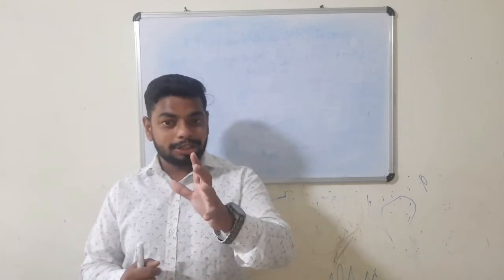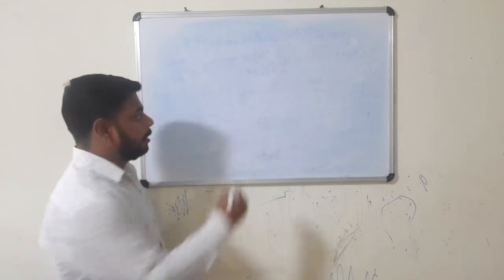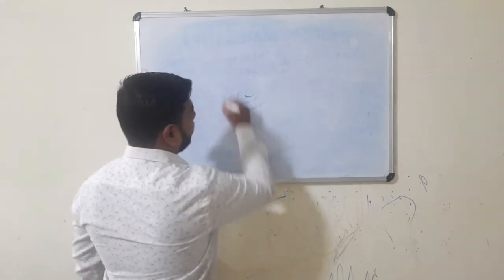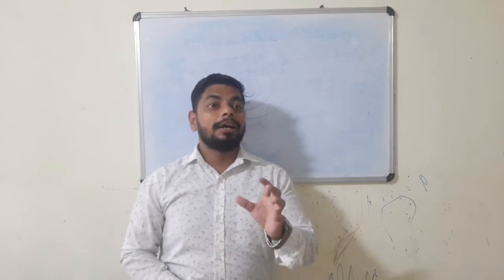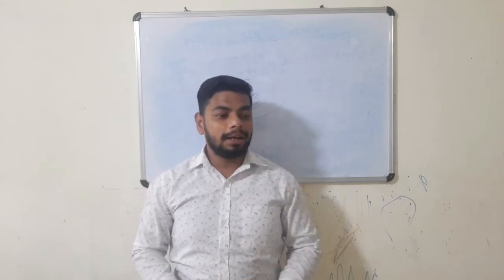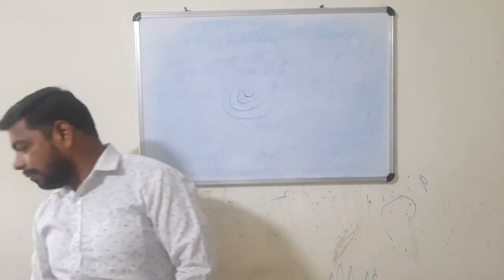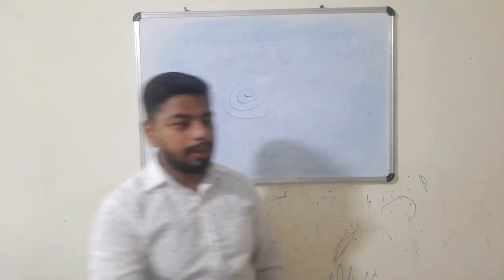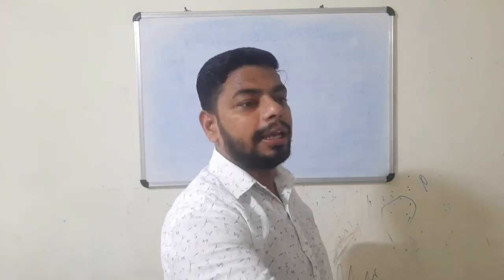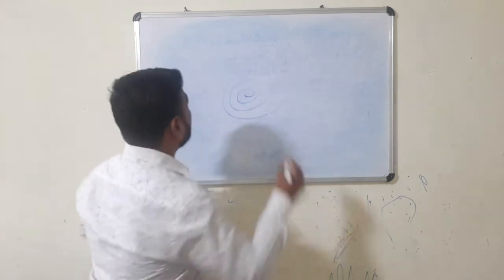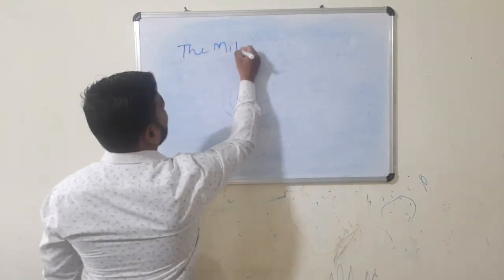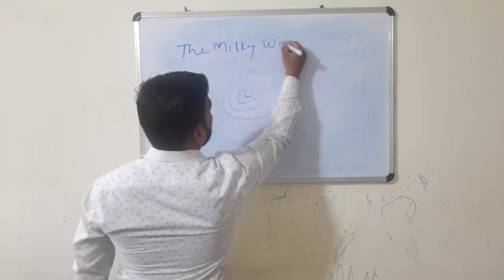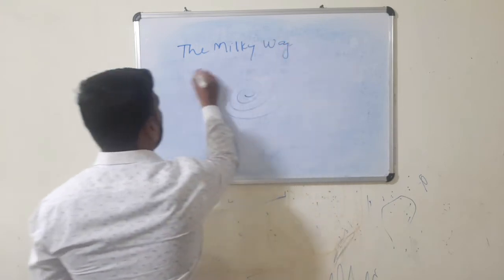And what is the shape of it? The shape of Akash Ganga is spiral. So the Milky Way is a spiral galaxy.